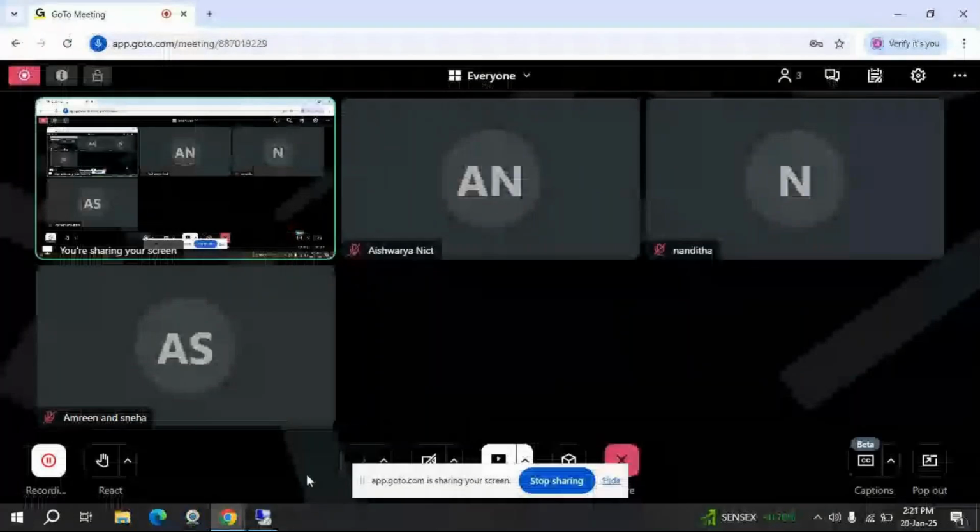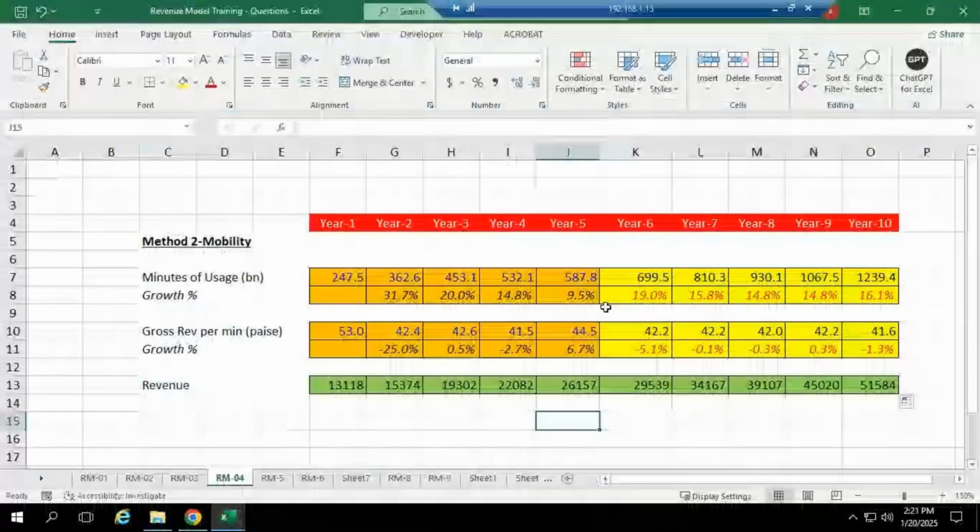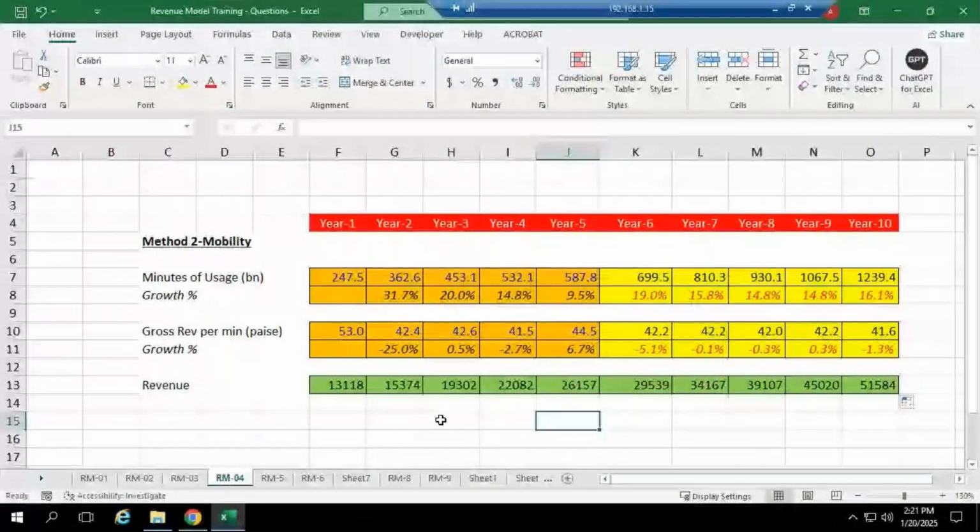So you have done this. Any doubts? Okay, so we'll just move on to the RM5. So we have some case study here.